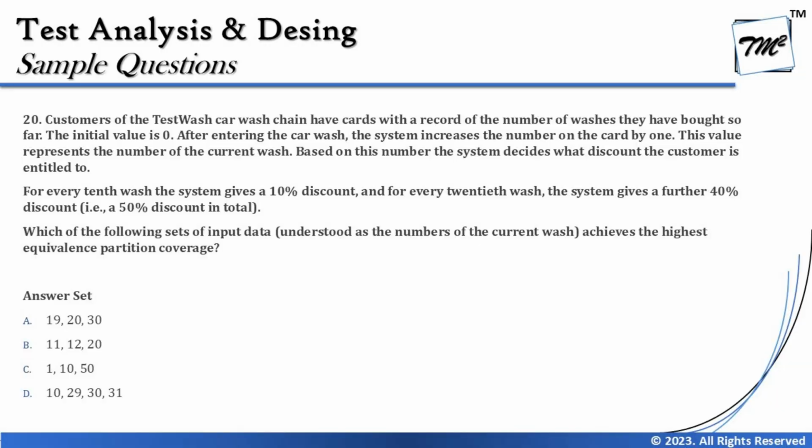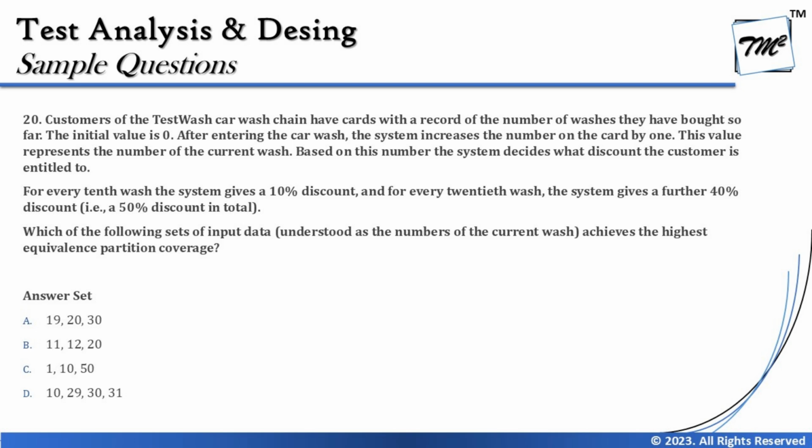The next question we have is question number 20, and it is talking about the equivalence partition coverage. And this is one of its kind, a little interesting type of question. So please pay attention to this because the explanation would matter a lot, right? So the question says customers of Test Wash, that is a car wash chain, have cards with a record of number of washes they have bought so far.